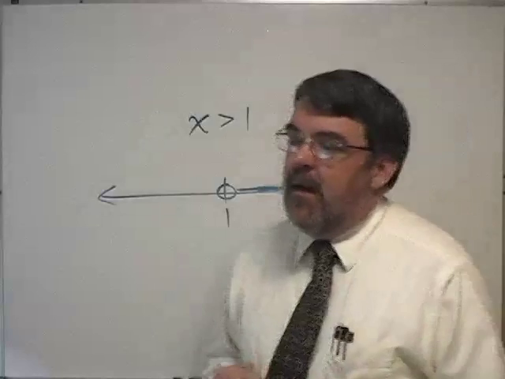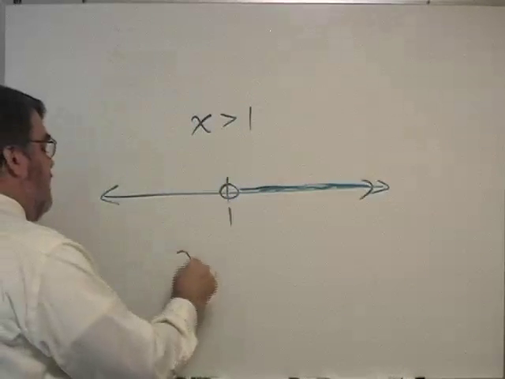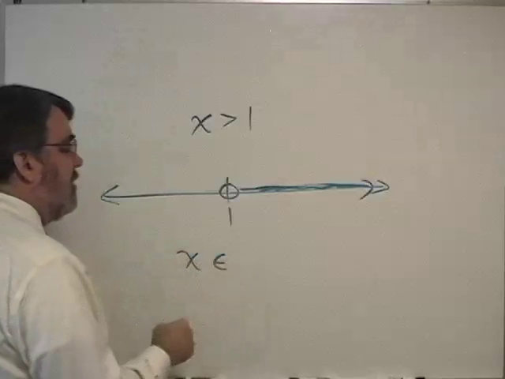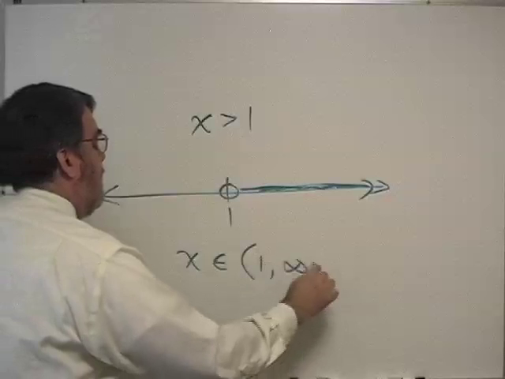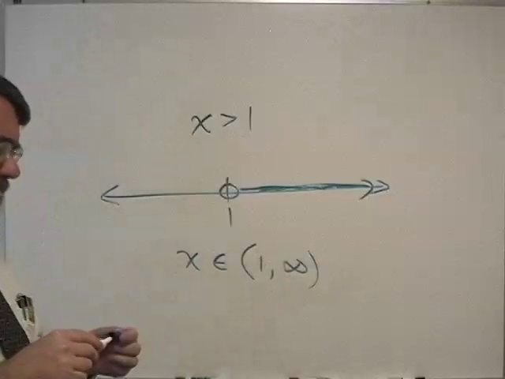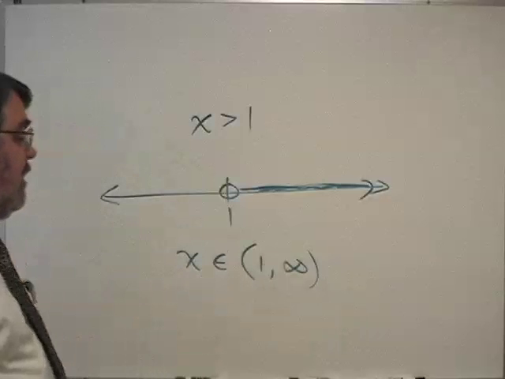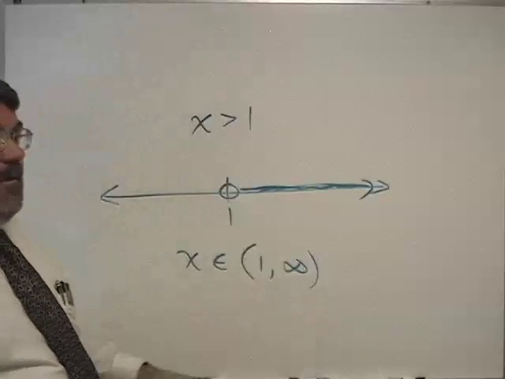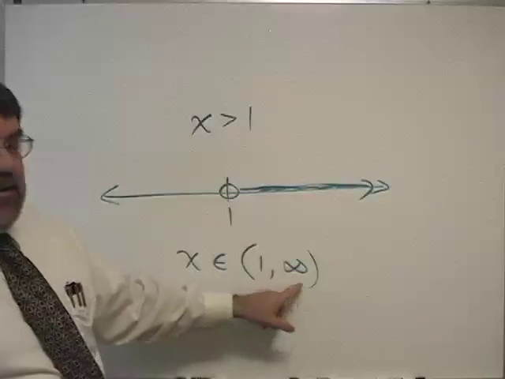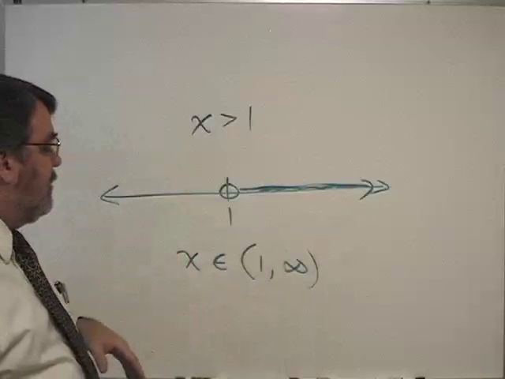Let me just write it out. In interval notation, we would write x is an element of, or belongs to, parentheses 1 comma infinity, close parentheses. This is a shorthand notation, and this is called an interval, and this stands for all the numbers from 1 up to infinity. Now the lazy 8 symbol, if you're not familiar with that, that's the infinity symbol.